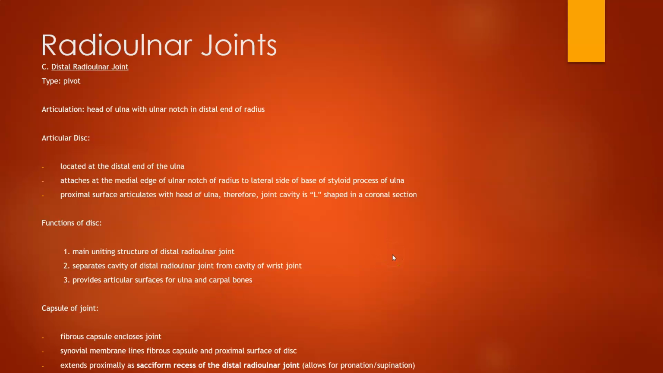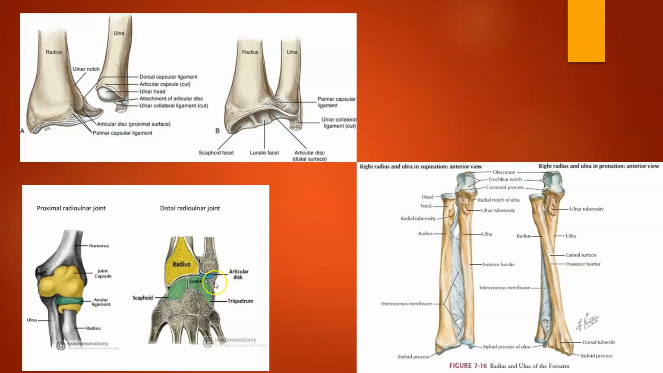So the articular disc is located at the distal end of the ulna. It attaches at the medial edge of the ulnar notch of the radius to the lateral side of the base of the styloid process of the ulna. The proximal surface articulates with the head of the ulna. Therefore, the joint cavity is an L shape in the coronal cut, and we can see it right here. You have this L-shaped articulation.